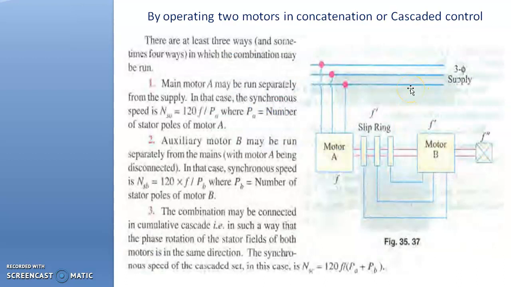The next method we are going to study is the cascaded control or concatenation of two motors. For this you need two similar motors. The rotor circuit is going to be connected mechanically. So this is the setup. This is the three-phase supply you have. This is motor 1 and this is motor 2. We are going to control the speed of the set. And this is the load connected to the motor.